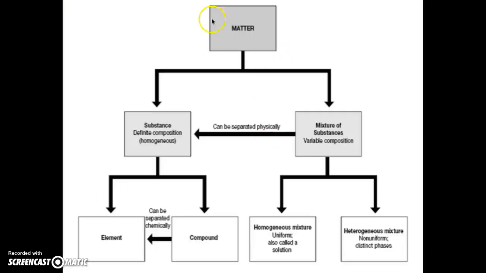So looking back at our matter chart, today we discussed the left-hand side, the substances. Substances are things that have a definite composition. There's 2 types of substances, elements and compounds. Compounds can be broken down into elements. They're broken down chemically if they are going to be separated. So a chemical reaction would need to happen to break a compound down into its elements. Once that happens, the properties of the compound will be different than those properties of the elements.